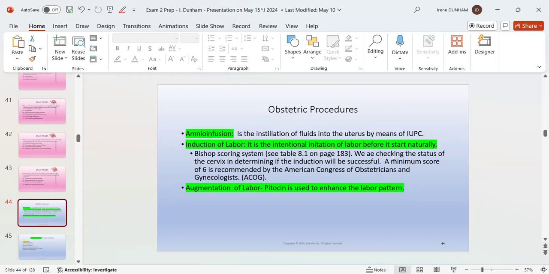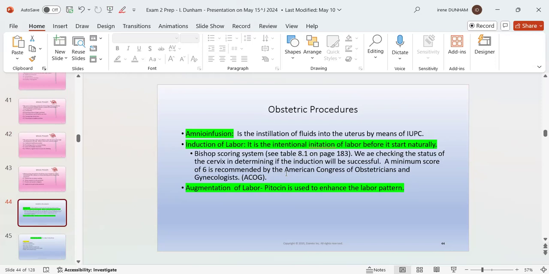And the Bishop score basically is looking at the cervix, how much is dilated, the effacement of the cervix, the length of the cervix, the station of the baby's head. Okay. So what you have to remember, a minimum score of 6 is recommended by the American Congress of Obstetricians and Gynecologists, okay? Because then we know that we'd be able to induce this woman.